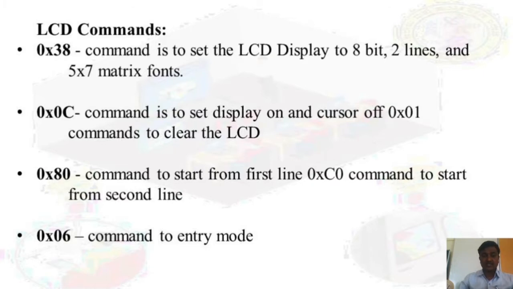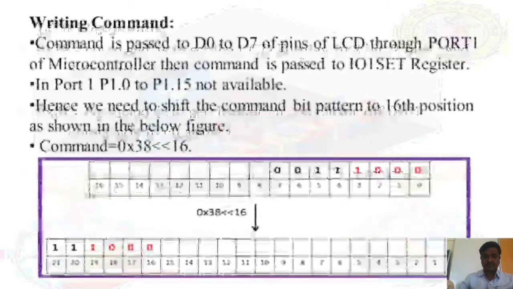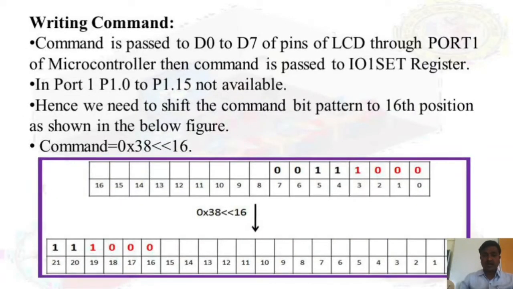Next is the 0x80 command to start from the first line, and the 0x30 command to start from the second line. So these 2 commands we are going to use: first line 0x80 and second line 0x30, because we have to display on a 2-line LCD module. The 0x06 command is for entry mode. And here the writing command is passed to D0 to D7 pins of the LCD through port 1 of the microcontroller.